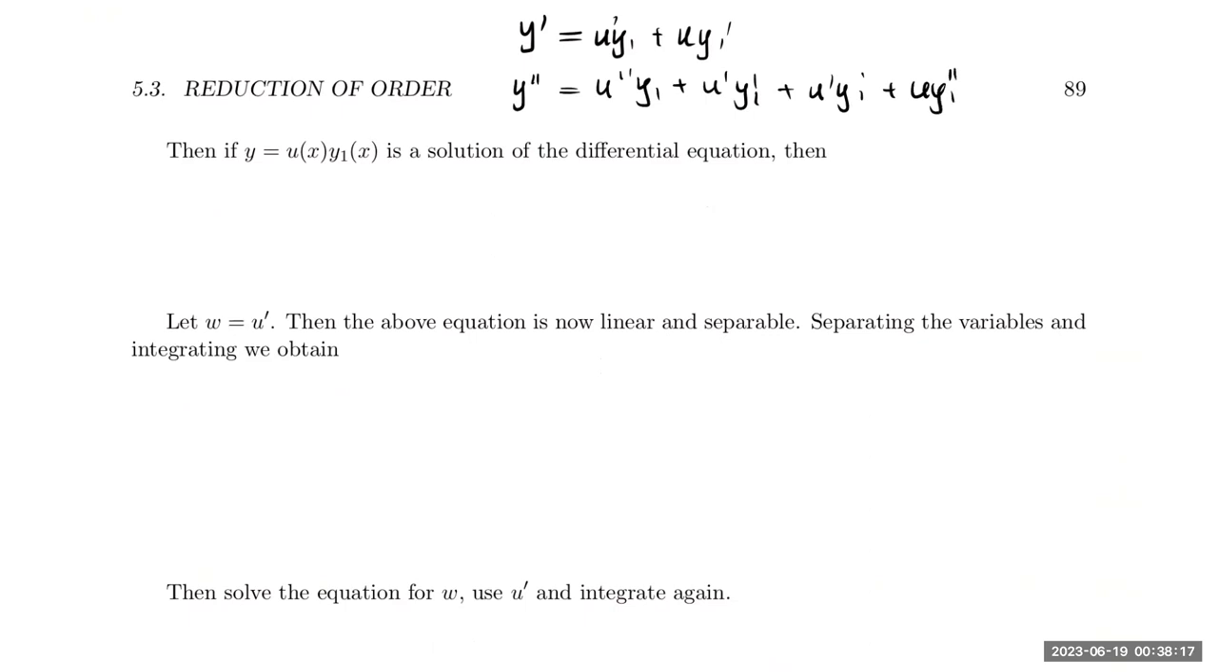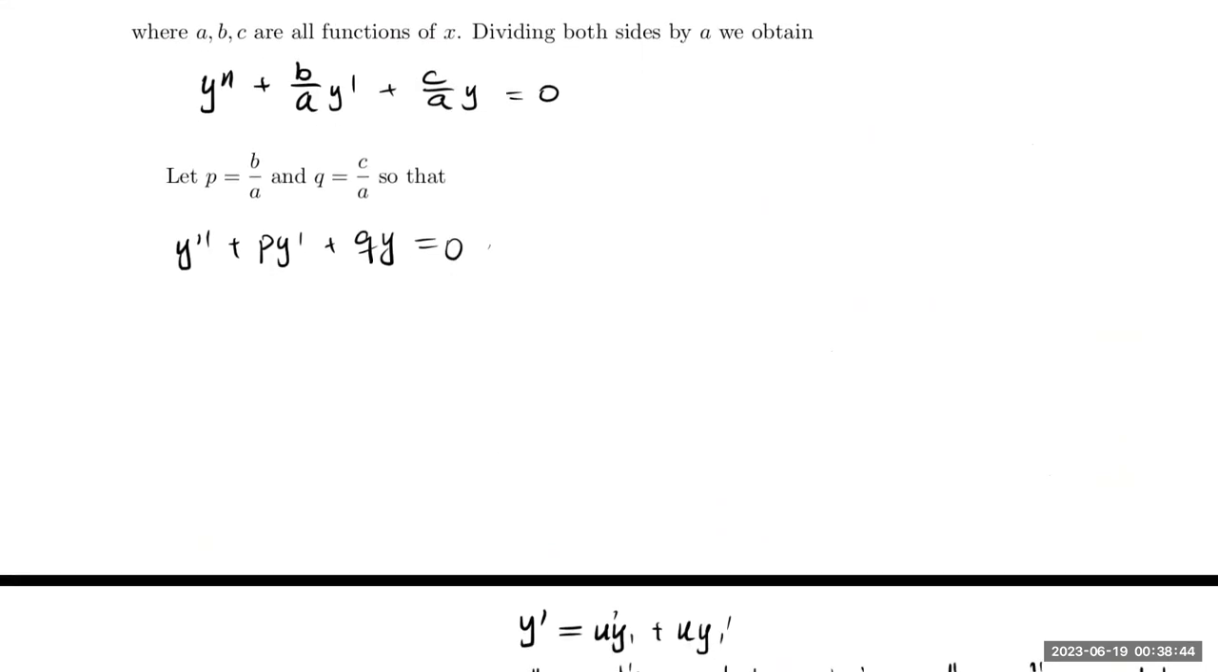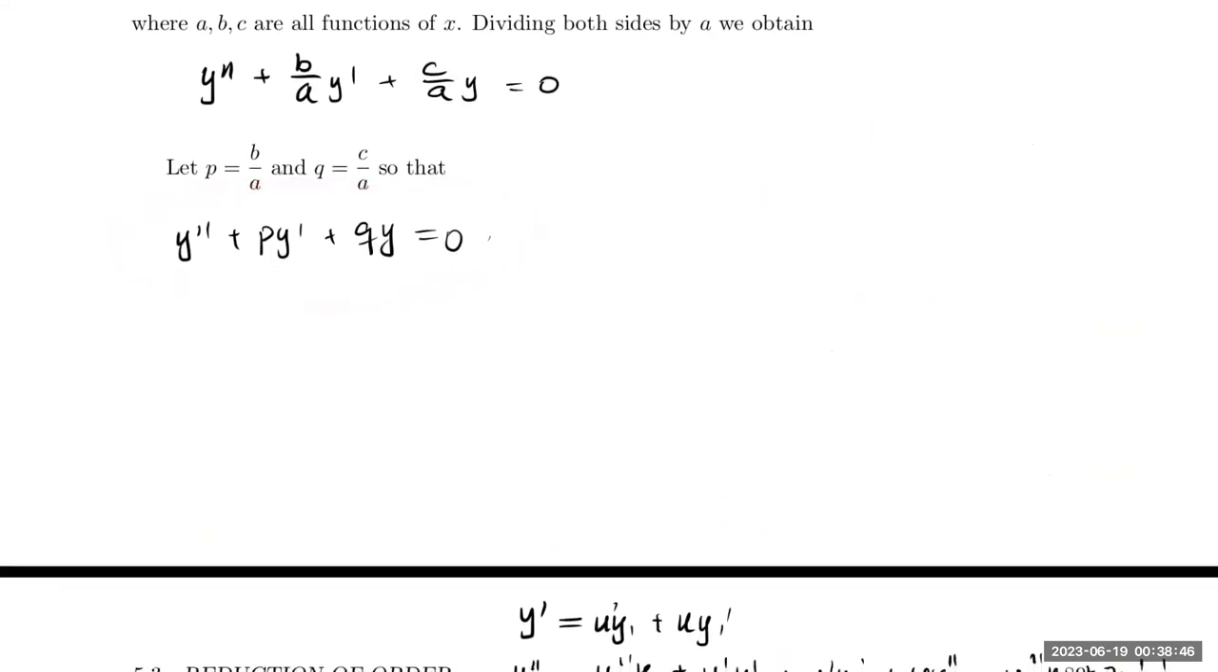And so simplifying this, what we would actually get is u double prime y1 plus 2u prime y1 prime, and then plus uy1 double prime. Okay, so we found y prime and y double prime.